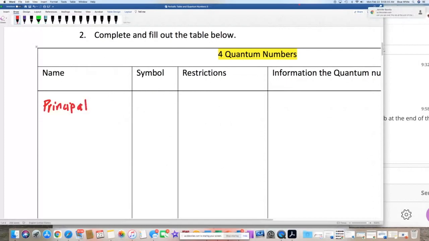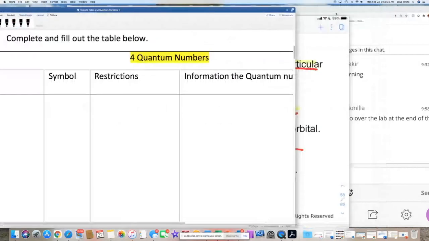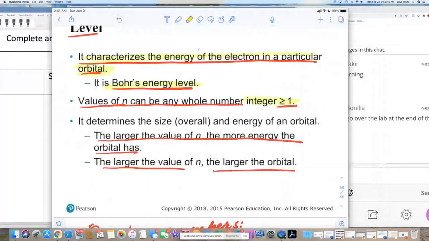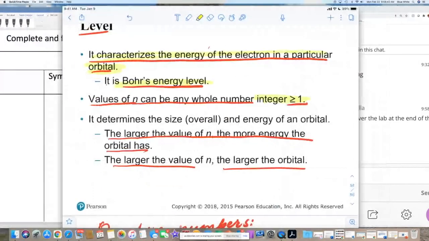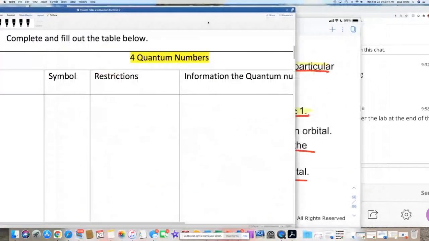Hold on, sorry. Let me see. Oh, at the end of the session? Wait, you're talking about this lab right here? Jennifer?